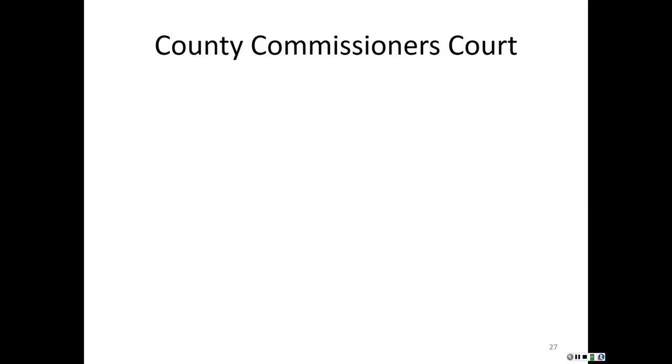County Commissioner's Court. This is my concern. County Commissioner's Court, sometimes called County Court. This is the one I did not want you to get confused with County Court at Law. These are 2 different things. These are two different ideas, jobs, whatever you want to call it. The County Court, or the County Commissioner's Court, is created by the Texas Constitution.